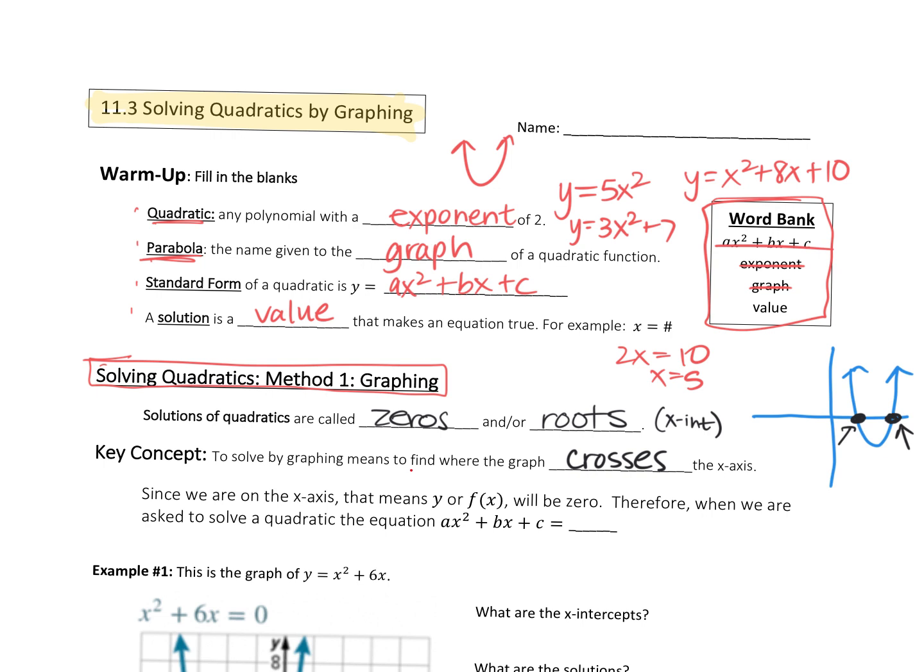Since we're on the x-axis, you guys can kind of see that there. It's when the y-coordinate is 0, right? Because this would be like (5, 0), (7, 0). All right, so we are going to be asked to solve an equation where we set it equal to 0. And you'll see what that means in a minute here.